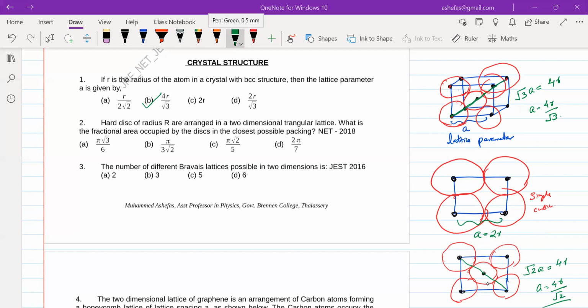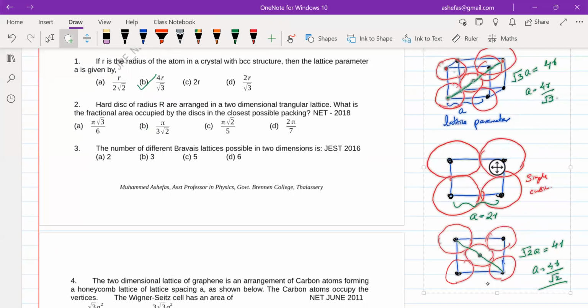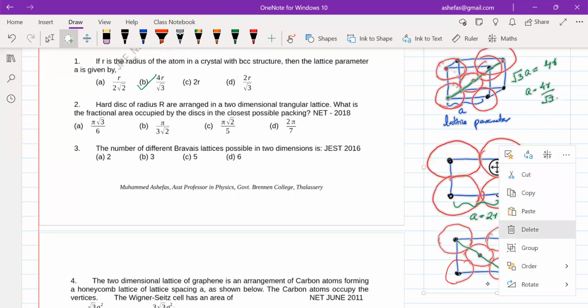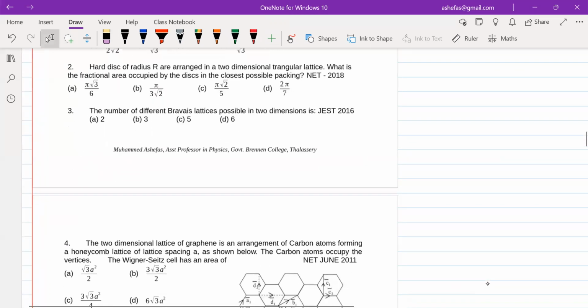Okay, if that is clear, then we can move to the second question. The second question is a previous question, asked in NET 2018. Hard disks of radius capital R are arranged in a two-dimensional triangular lattice. What is the fractional area occupied by the disks in the closest possible packing? The NET 2018 question.